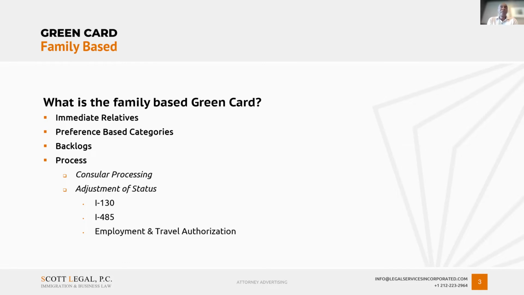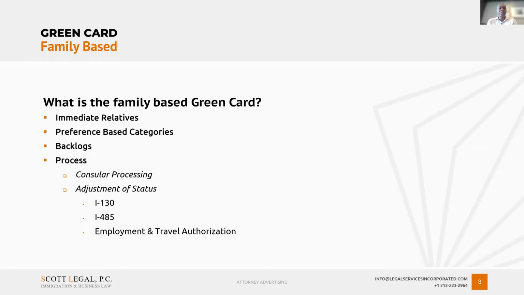So they range from F1 through F4, and then subcategories as well. So the one example I gave you is a U.S. citizen that wants to sponsor their sibling. Another one might be a green card holder that wants to sponsor their child, or a green card holder that wants to sponsor their spouse. But there are a number of different preference-based categories.